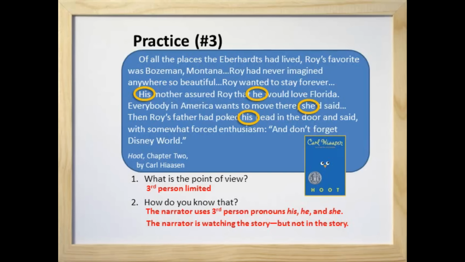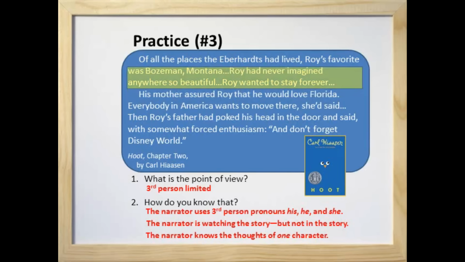Finally, how do we know it's third-person limited point of view versus omniscient or objective? We know this is third-person limited because the narrator knows the thoughts of one character. Which character? There are 3 characters that this narrator tells us about: Roy Eberhardt, his mother, and his father. But the narrator only knows the thoughts and feelings of Roy. How do we know that?